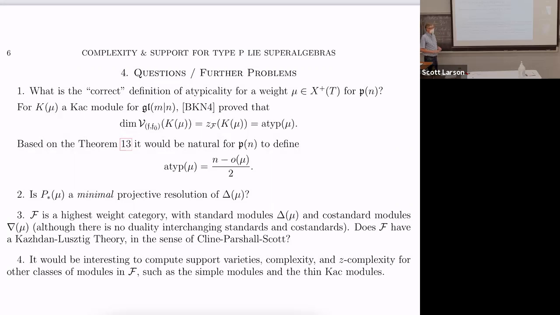We don't have a cover. Question 3, is there a cover? And of course, question 2, I already mentioned, is this resolution constructed a minimal resolution? I don't think we even have a real guess. We're just not really sure.